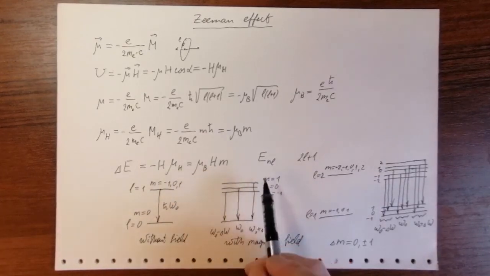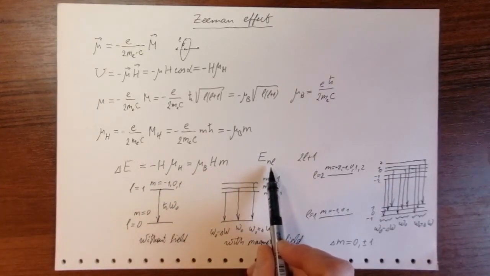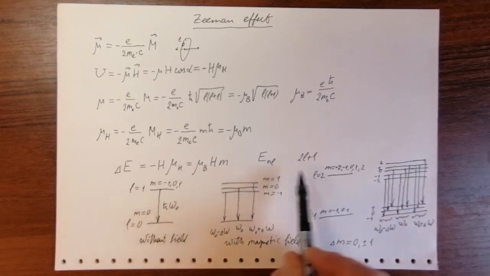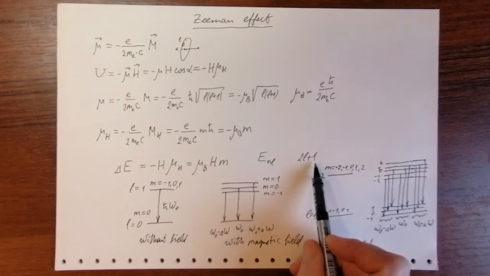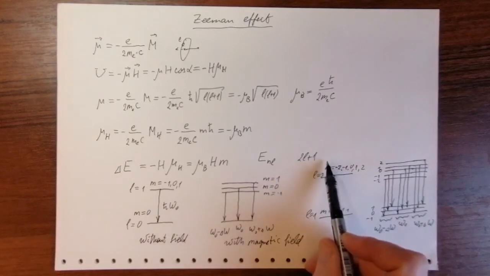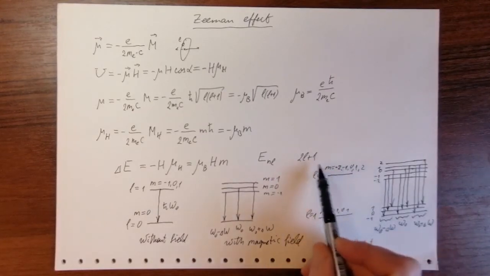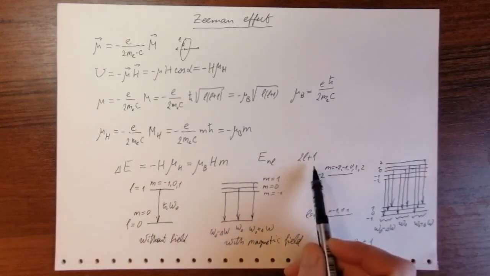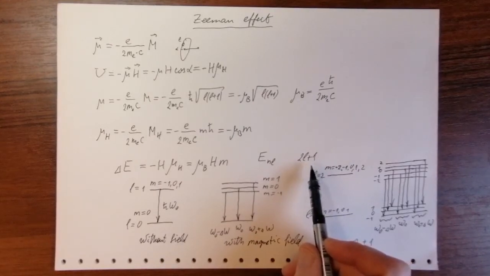Now each level, the energy of which depends on n and l, also depends on m. And m can have 2l plus 1 different values. Remember, from minus l with step 1 to 0, and from 0 with step 1 to l. Totally 2l plus 1 different possibilities for m. And this results in splitting of the level.